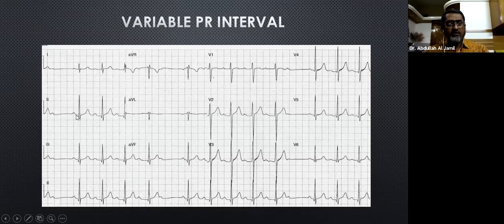It is normal in lead 2, this is the normal PR interval. It is slightly prolonged in the next beat, more prolonged in the next beat, and then it is dropped. The P wave is there in the bottom panel, but no QRS complex. And again, normal PR interval, gradual prolongation, and again dropped here.